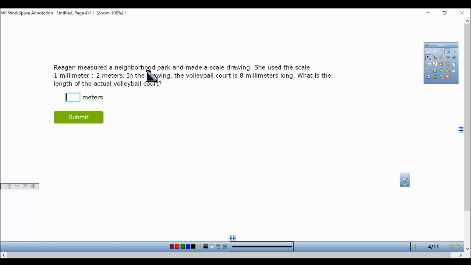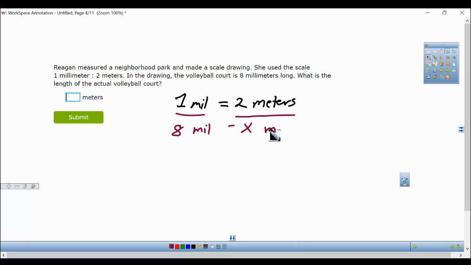Reagan measured a neighborhood park and made a scale drawing. She used the scale 1 millimeter is equal to 2 meters. So 1 millimeter is equal to 2 meters. In the drawing, the volleyball court is 8 millimeters long. So I'm going to put 8 millimeters on this side. And I'm going to put x meters on this side. That's what we were looking for. And we can see that right here, meters. What is the length of the actual volleyball court, which is the meters that we're talking about?